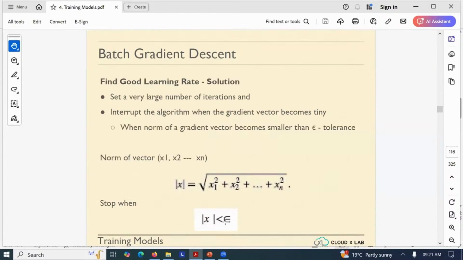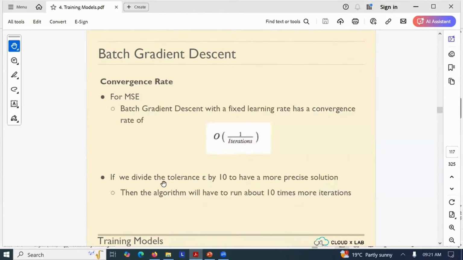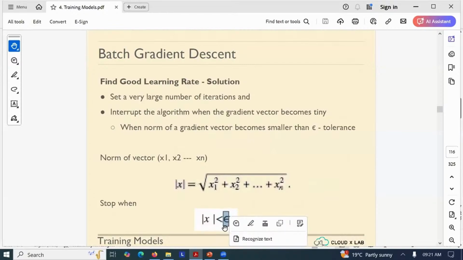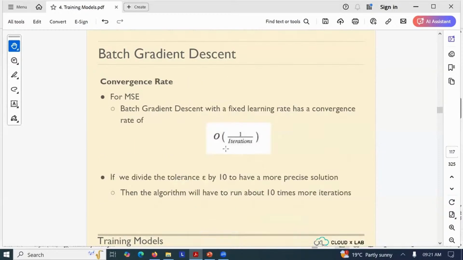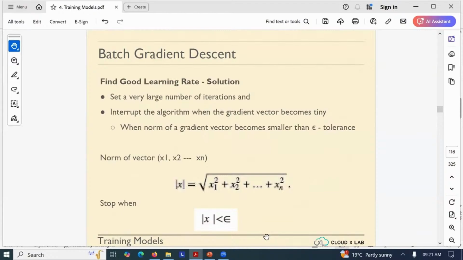So let's say the new threshold eta is nothing but the old eta divided by 10. If you divide eta by 10, so the new eta is the previous value of eta divided by 10, then this algorithm has to run 10 times more iterations, because here we are dividing by 10.